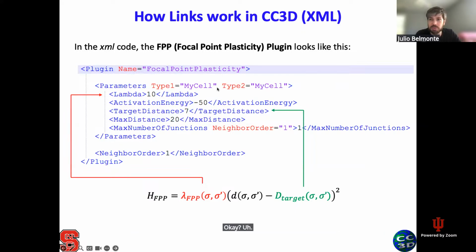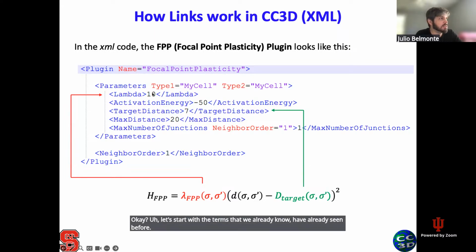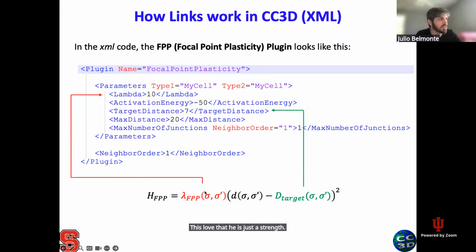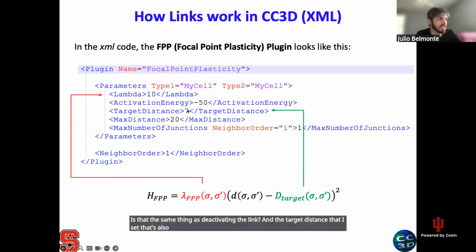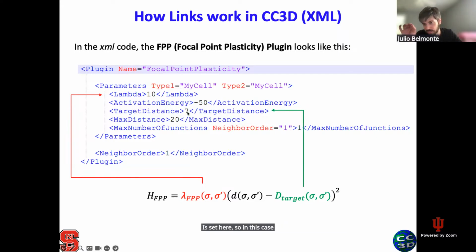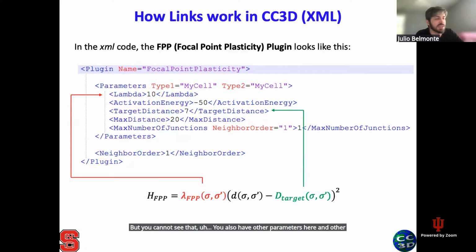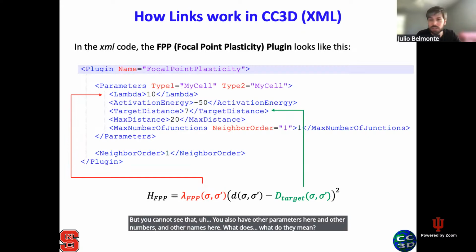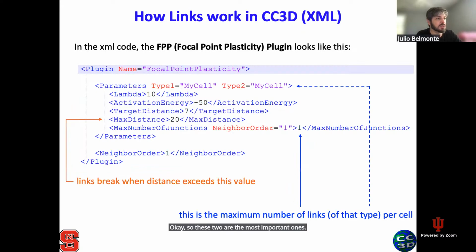Let's start with the terms that you have already seen before. This lambda here is just the strength of the link. So it's written here in red: a strength of 10, 20, 30. If you set a strength of 0, it's the same thing as deactivating the link. And the target distance that I said is also important is set here. So in this case, the target is going to be 7 pixels or 7 voxels between the two centers of mass. Okay. But you can also see that you have other parameters here and other numbers and names. What do they mean? Okay, so these two are the most important ones. The others are a little bit more auxiliary.